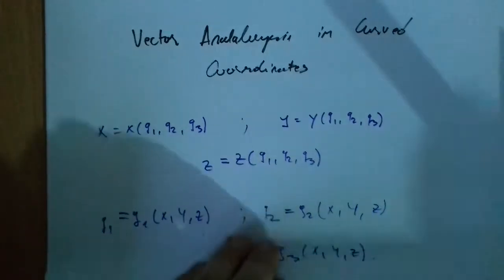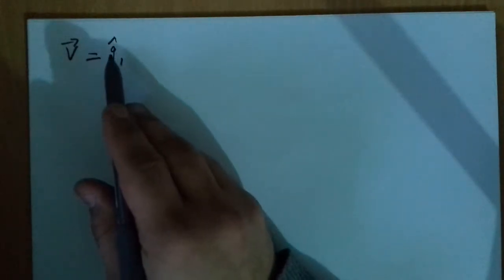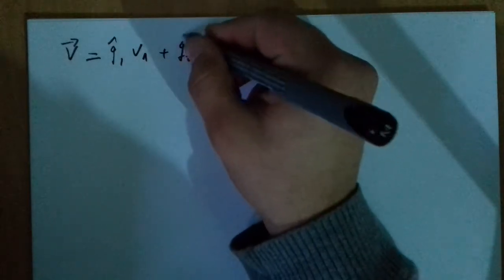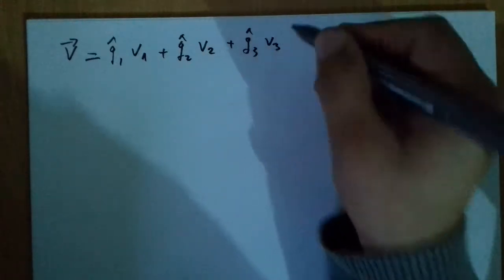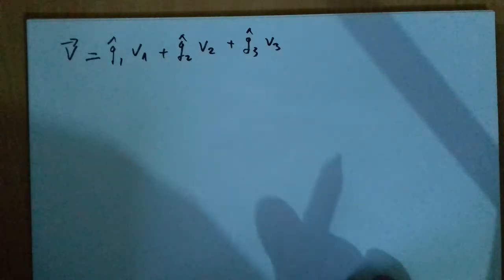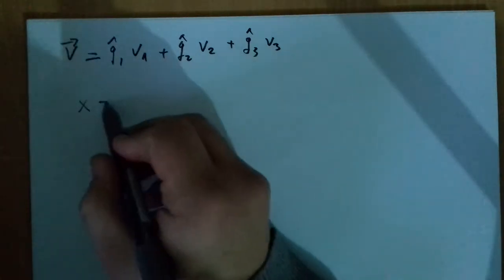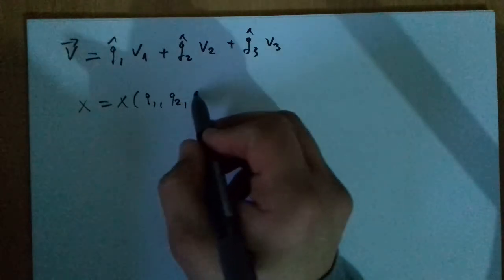So I can represent any vector v, for example, in q1, q2, and q3 unit vectors, like v, which is the unit vector q1 hat times v1 plus q2 hat times v2 plus q3 hat times v3. Now we can take the total differential of x, which is x of q1, q2, q3.